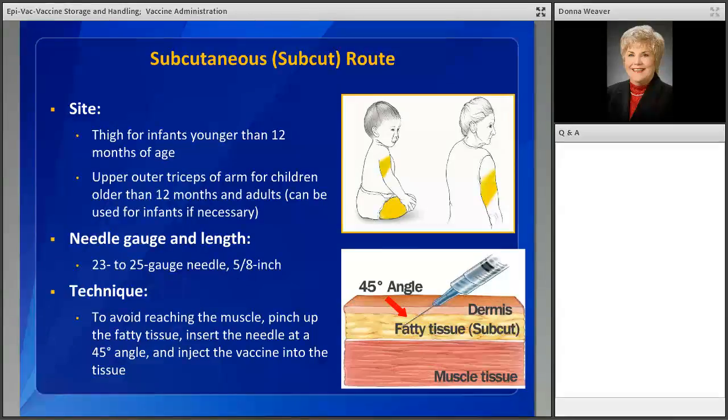Subcutaneous injections are administered into the fatty tissue found below the dermis and above muscle tissue. The recommended sites are the thigh for infants younger than 12 months of age and the upper outer triceps of the arm for persons 1 year of age and older. If necessary, the upper outer triceps area can be used for infants. A 5/8 inch 23 to 25 gauge needle should be used. To avoid reaching the muscle, the fatty tissue is pinched up and the needle is inserted at a 45-degree angle.